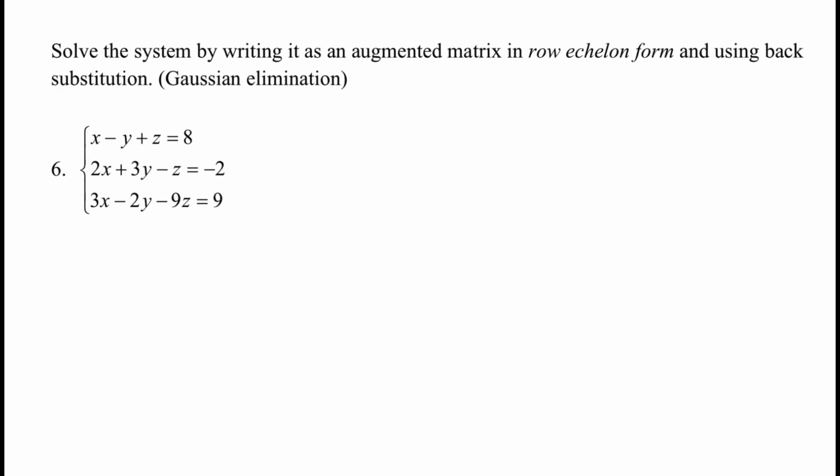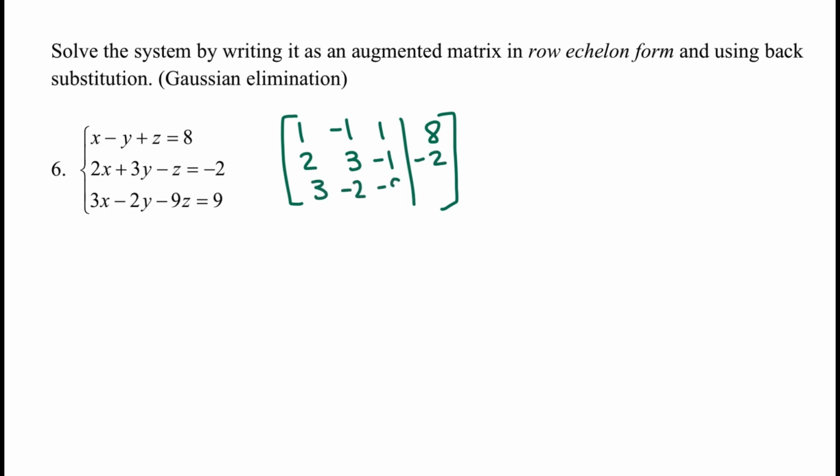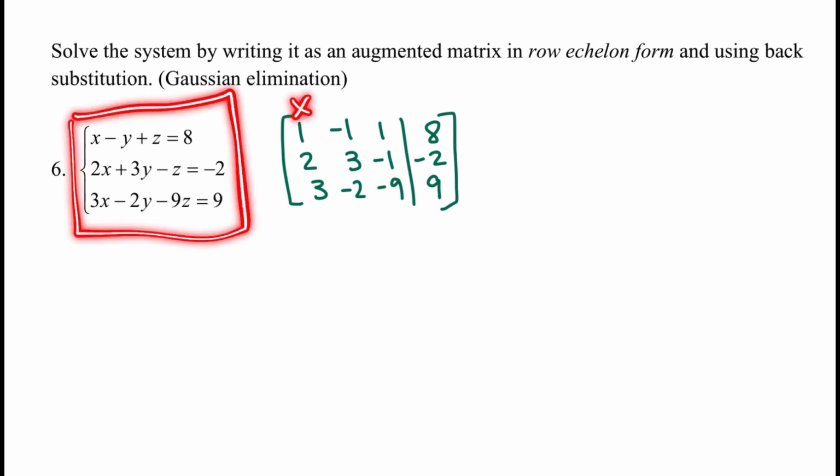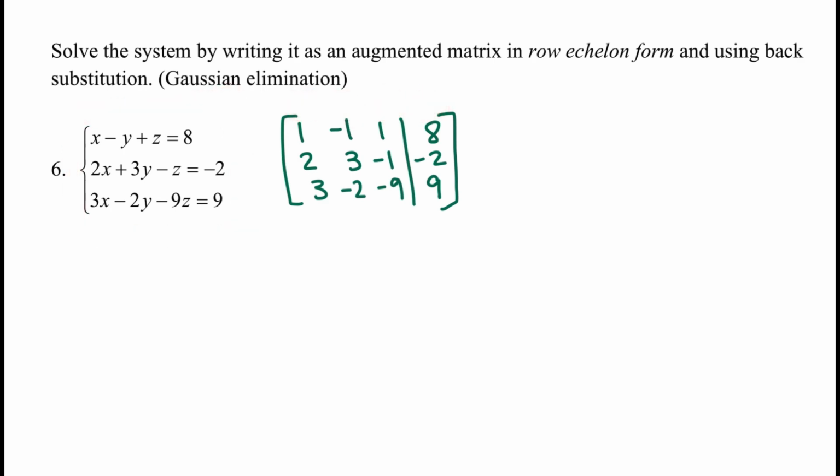Okay, now we're going to take this system and we're going to solve it using row echelon form. And Gaussian elimination is what this is called, because it's from Carl Friedrich Gauss, and he came up with this method. And so we have our 1, -1, 1, 8, 2, 3, -1, -2, and 3, -2, -9, and 9. And that comes from the system where this is our x, this is our y, this is our z, and this is the number at the end.